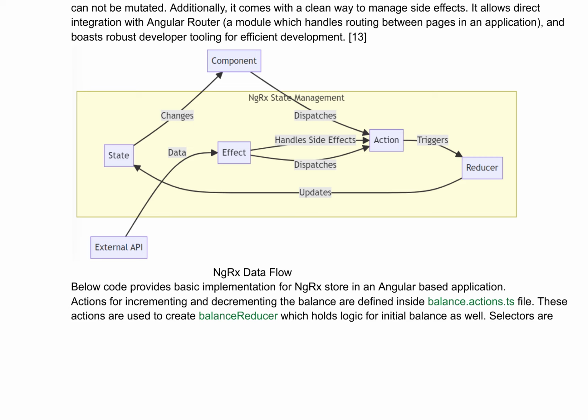The NgRx store is implemented in an Angular-based application, with actions for incrementing and decrementing the balance defined inside the balance actions TS file. These actions are used to create the balance reducer, which holds the logic for the initial balance. Selectors are created to consume the state, and the store is initiated inside the app module, allowing any Angular component within the app module to access the store.